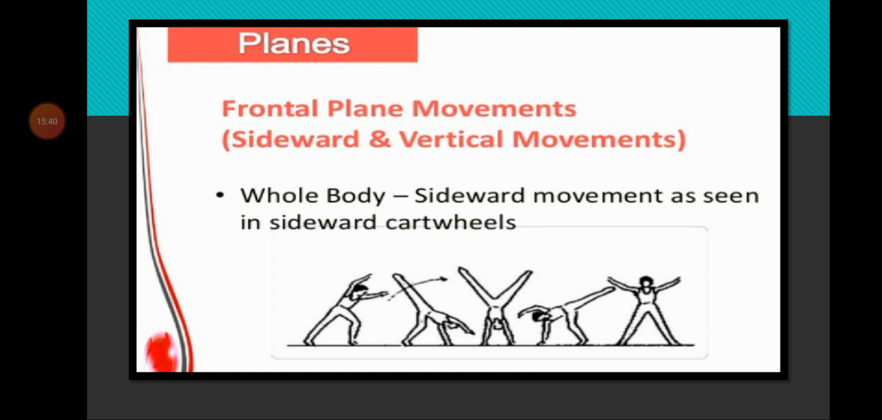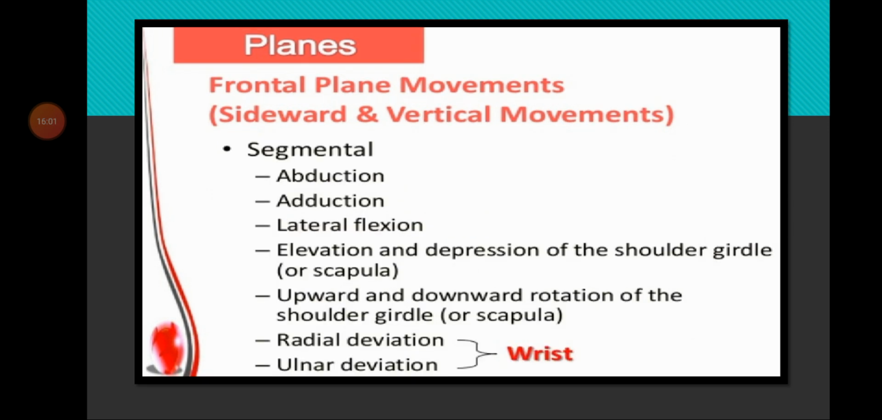Whole body sideward movement is seen in sideward cartwheels. When the cartwheel is done, the body movement is towards the sideward and vertical directions, and that refers to frontal plane movements. Frontal plane movements: sideward and vertical movements.